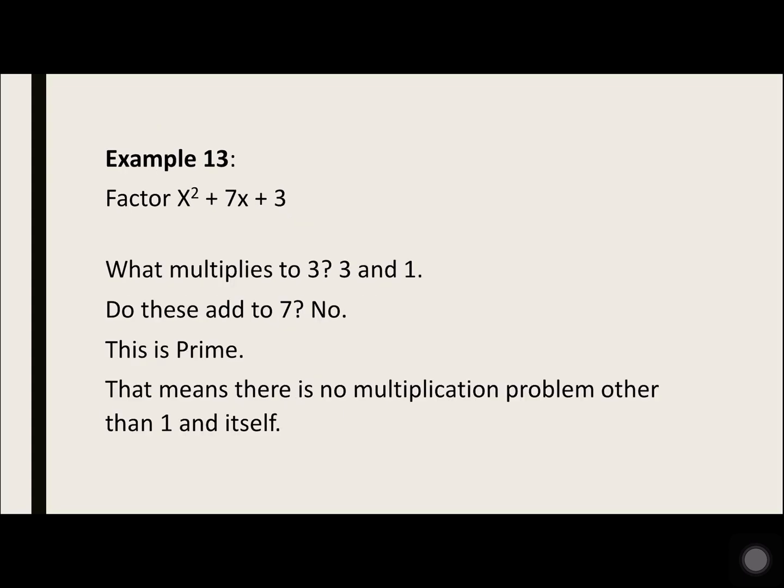Example 13, factor x squared plus 7x plus 3. What multiplies to 3? 3 and 1. Nothing else. Do these add to 7? No. This is prime. This means there is no multiplication problem other than 1 times itself. So we say that is prime.